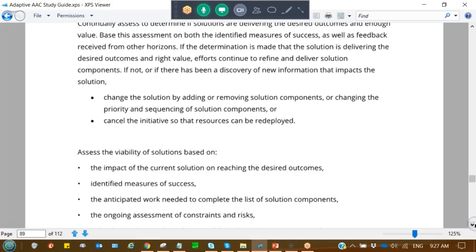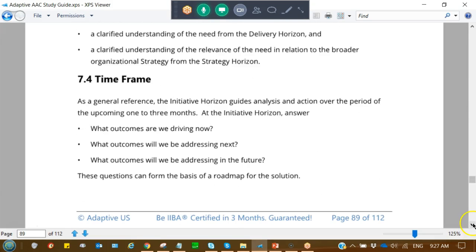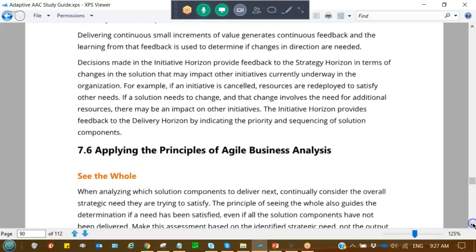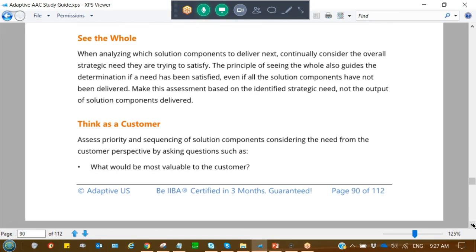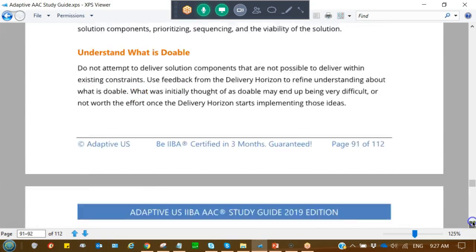This is just more of an overall assessment of what the initiative horizon is about. So we've kind of covered all of the techniques for the initiative horizon, and the study guide will take you through again applying the principles of agile development as they apply to the initiative horizon. On that happy note, if there are no questions, we'll proceed on to our delivery horizon. Thoughts before we move on to the delivery horizon?